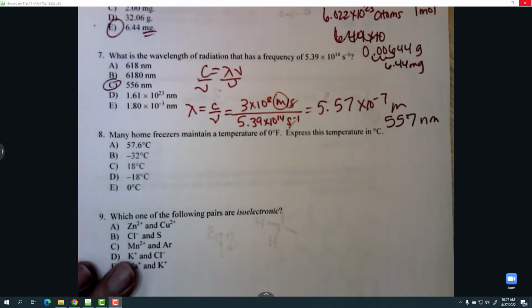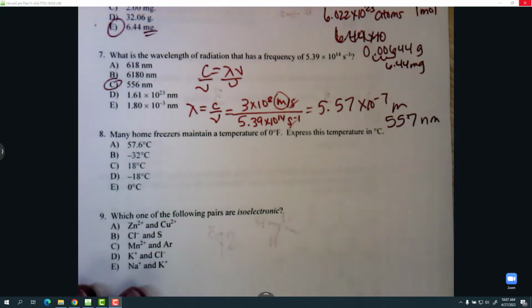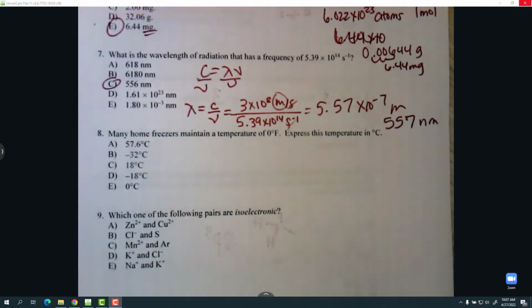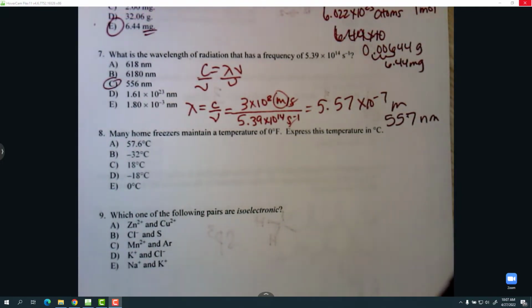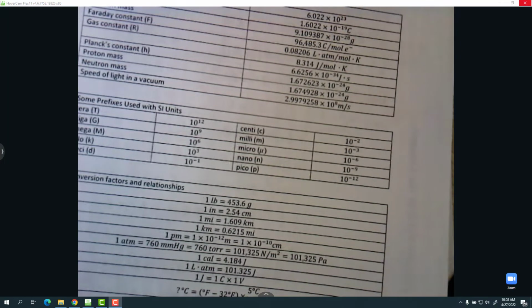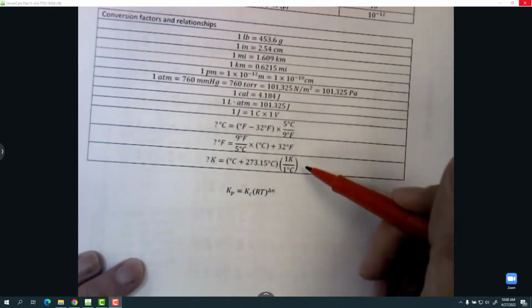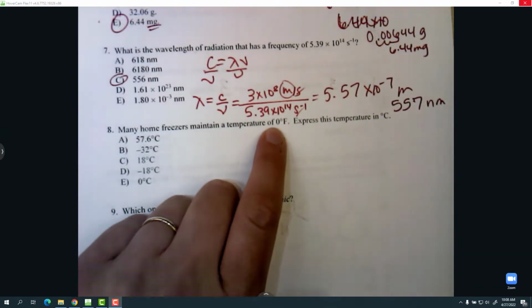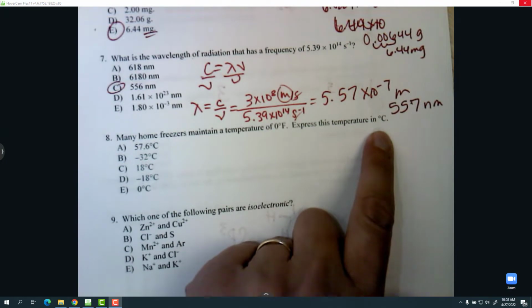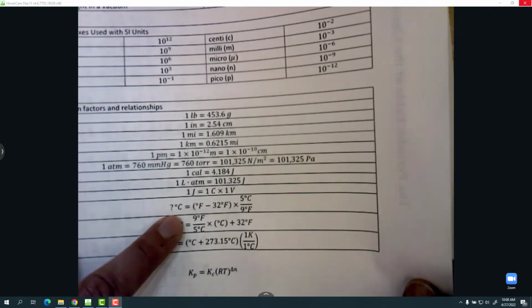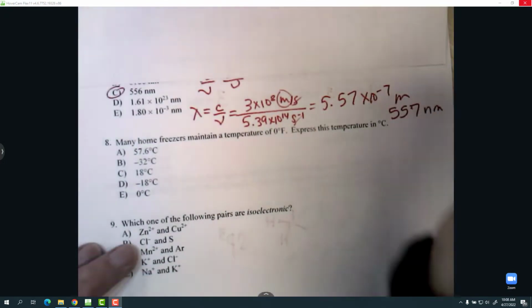All right, 0 degrees Fahrenheit, express this temperature in Celsius. Okay, let me pull out my equation sheet. So remember, you will have access to the same equation sheet as you had for the midterm, and it does have the relationships between the various temperatures. I have a temperature in Fahrenheit. I want an answer in Celsius, so I'm going to choose this one here where it's already solved for Celsius.